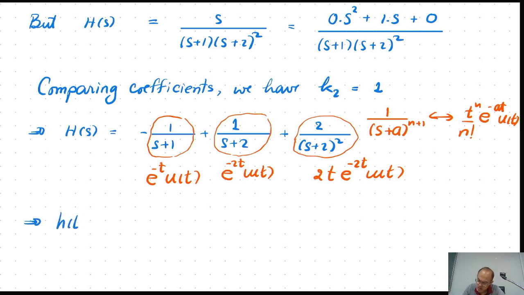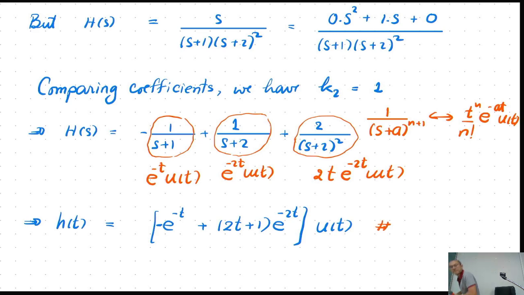the impulse response of the system would be e to the negative t plus 2t plus 1, or minus here, e to the negative 2t, and then u(t). That is the answer. Okay? That should be the answer. I almost forgot the negative sign there. The first term. Almost.